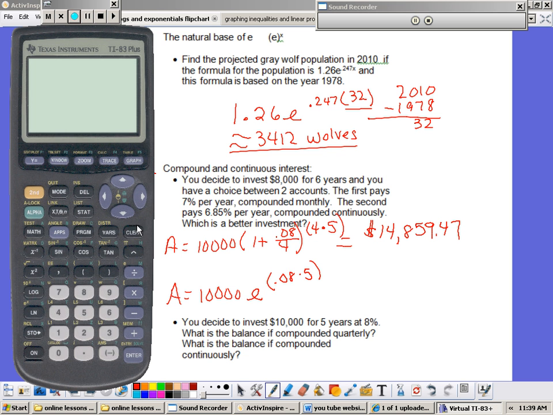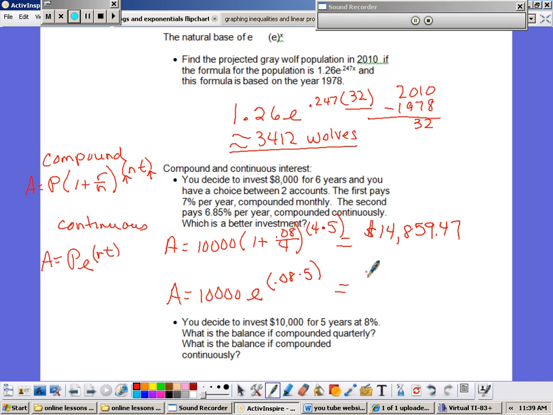Okay, so let's clear that out. 10,000. Don't forget to pick up your E. Raised to the 0.08 times 5. Gives me $14,918.25.